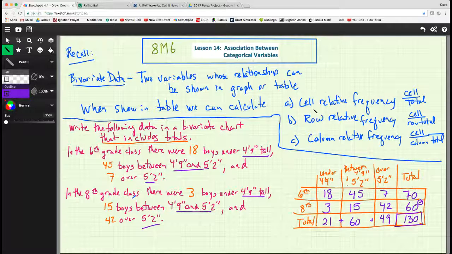So we haven't gone ahead and calculated these guys. We have calculated our totals. So let's move those totals over to the next page.